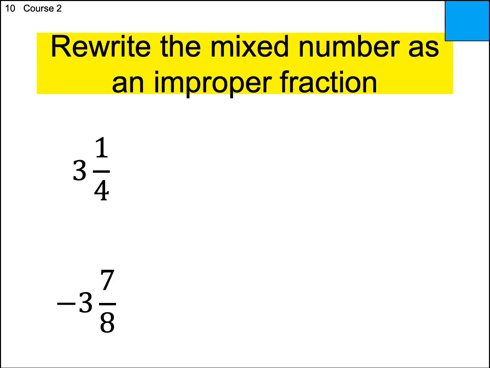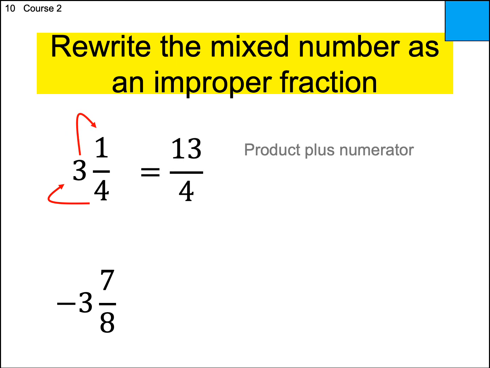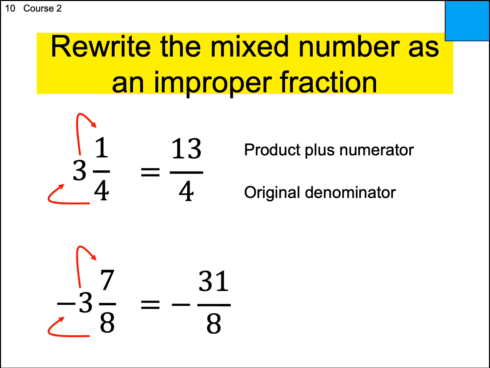All right, let's make these into improper fractions. Let's see. 4 times 3 is 12, plus 1 is 13, so we get 13 over 4. Okay? Remember, that's the product plus the numerator. Bottom number is the original denominator. Second one, we're going to ignore that negative. 8 times 3 is 24, plus 7. 24 plus 7 is 31. 31 over 8. Then we're going to tack on the negative, right? So negative 31 over 8. How about it? Make sense?